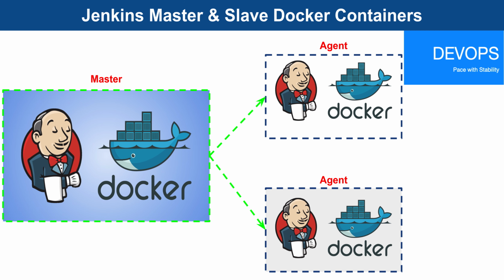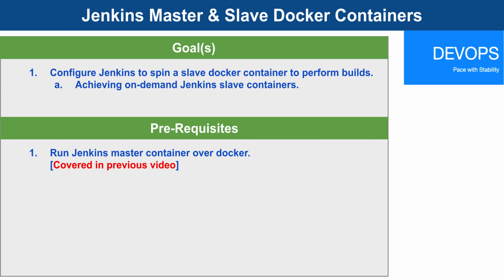that too on demand. Alright, so our goal out of this tutorial is that we are going to configure Jenkins master to spin a slave Docker container to perform our builds on demand. And the prerequisite is that the Jenkins master container has to be up and running over a Docker container. So in case your Jenkins master is not yet up and running, please pause this video and watch my previous video and tutorial, which is about running Jenkins master over Docker containers.